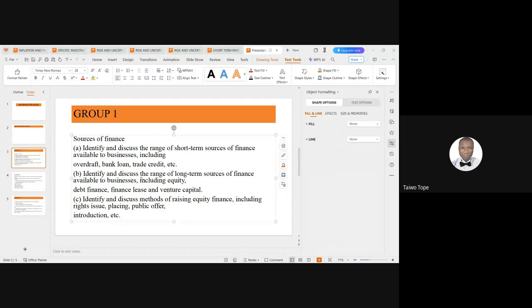So they also talked about issues of equity financing. Now, equity financing is the investment in a company by ordinary shareholders, represented by issued ordinary share capital plus reserves.